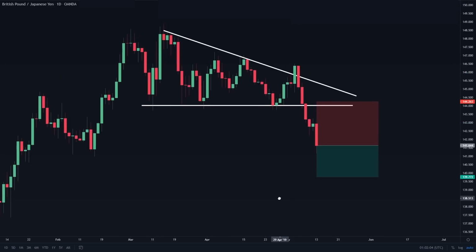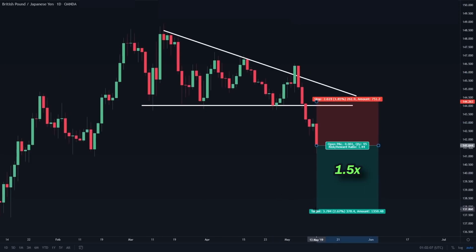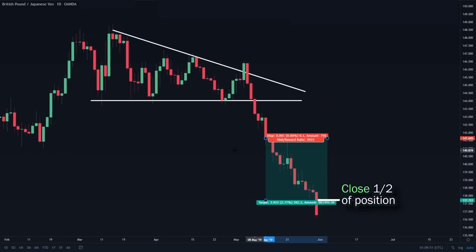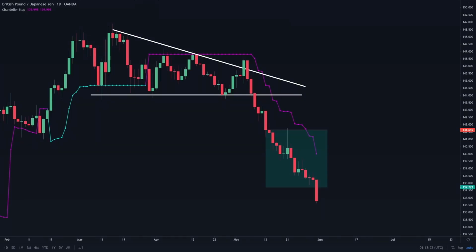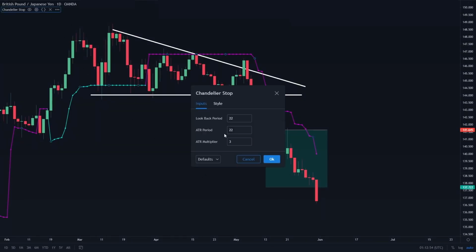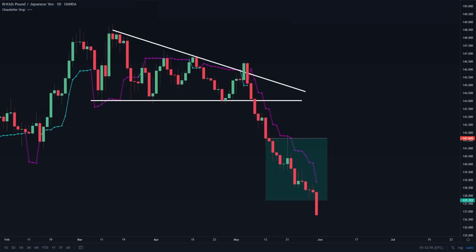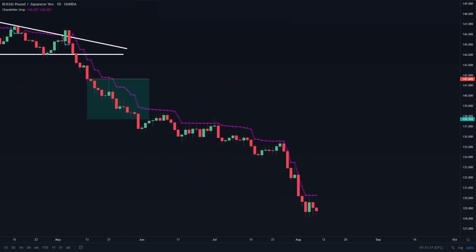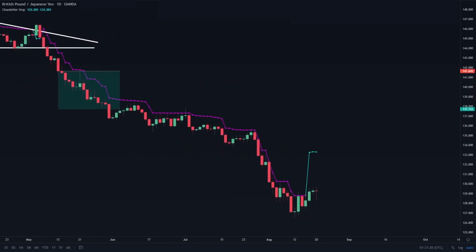So step 1, we place a profit target at 1.5 times our stop loss. Once the price hits, close half of your position, move your stop loss to break even, and continue with step 2. Apply the chandelier stop indicator and change the value to 2. Then all you have to do is to let the remaining position run until the chandelier indicator changes color. Once this happens, you close your position.